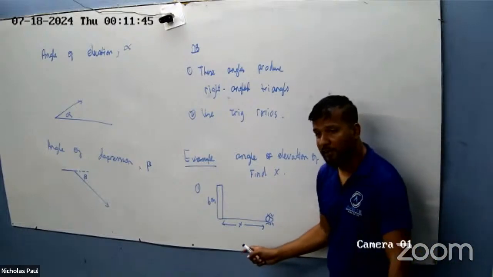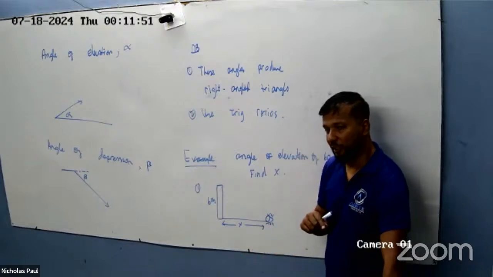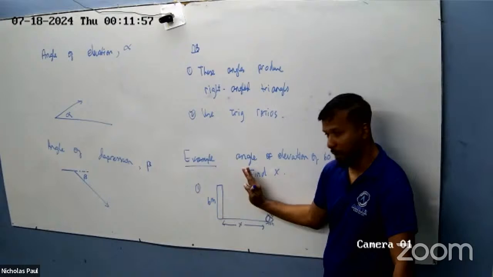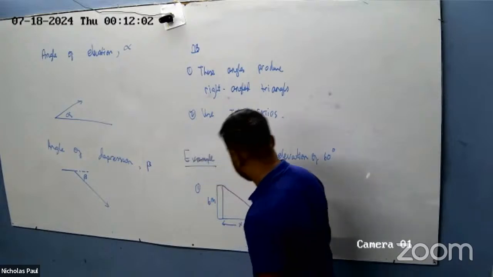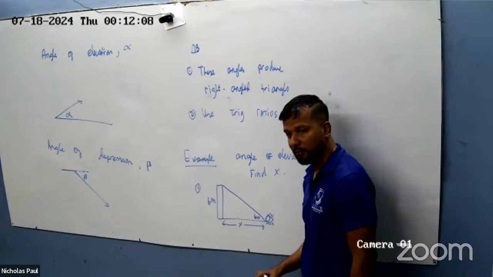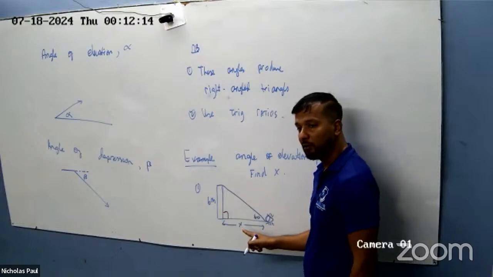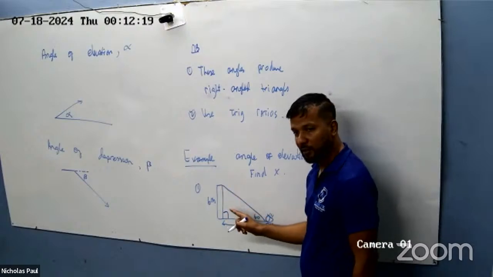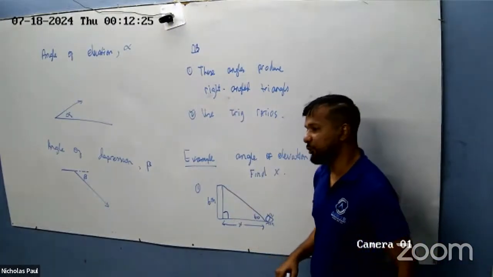So how does the angular elevation look? If you're looking from here, would you be looking down or looking up? Up, right? So you're looking up at 60 degrees. Here is 60. What's the angle here? 90. So what type of triangle do you have? A right angle triangle, right?